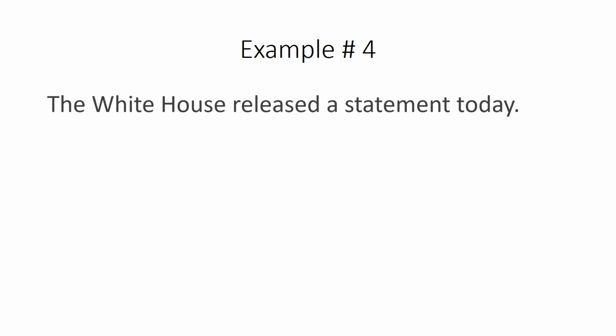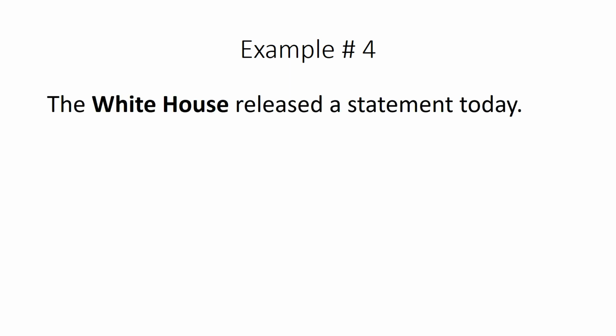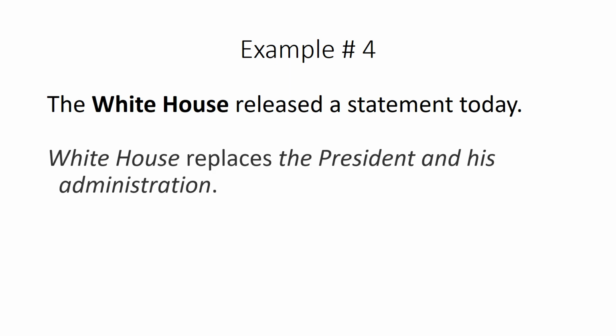Example number 4. The White House released a statement today. Here, the White House is the metonym because it's replacing the president and his administration. The White House is a house. It doesn't do anything except sit there and have people live in it. But the idea is the White House is very closely associated with the president because he lives there and his team, the administration, they work there. So when you say the White House released a statement today, you're meaning the president and his administration released the statement. So White House is the metonym.